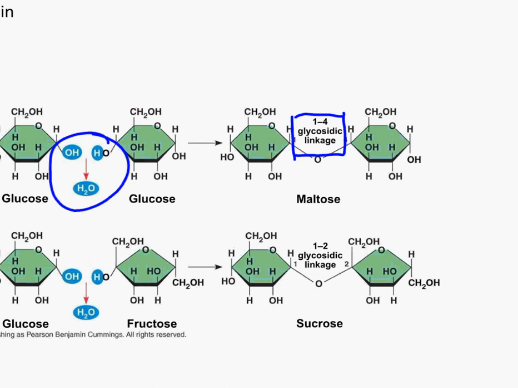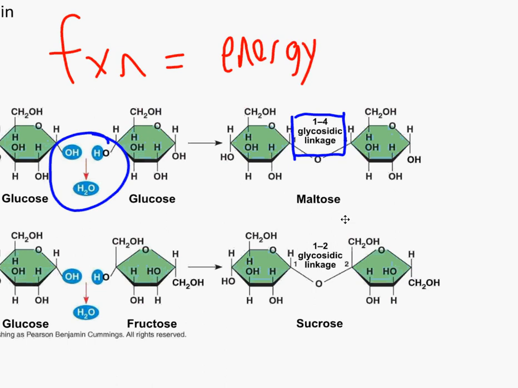The main function that carbohydrates serve in living things is energy. They are an easy energy source. And most living things will gravitate towards carbs before they will gravitate towards other types of energy because they're easily broken down.